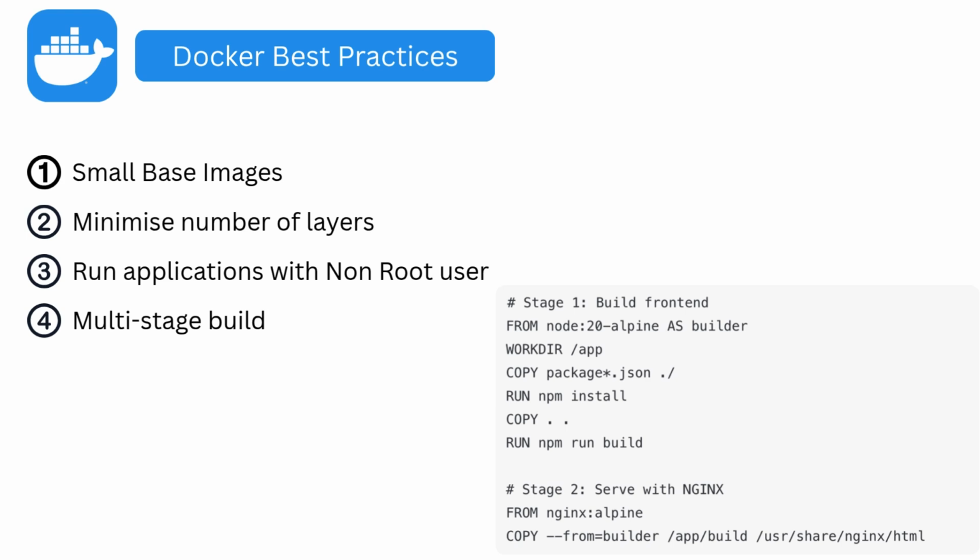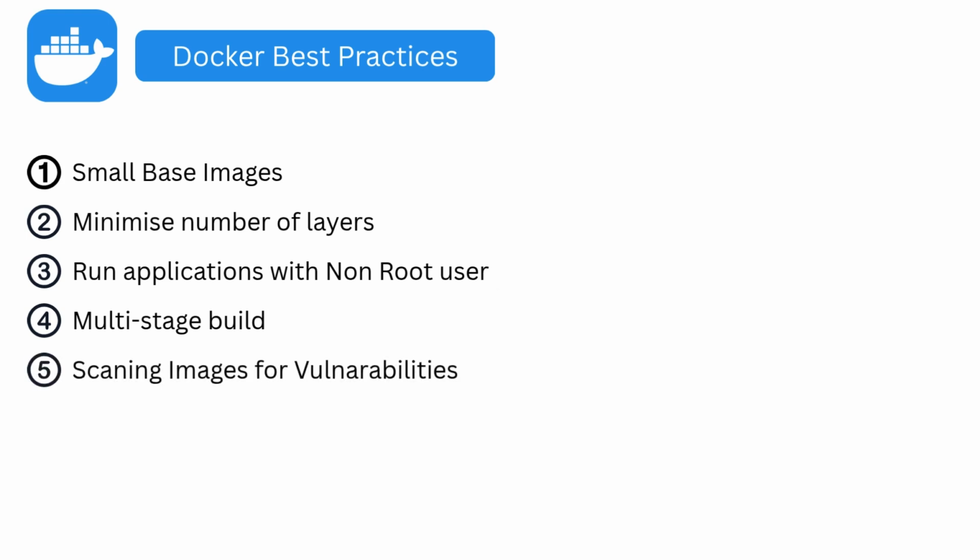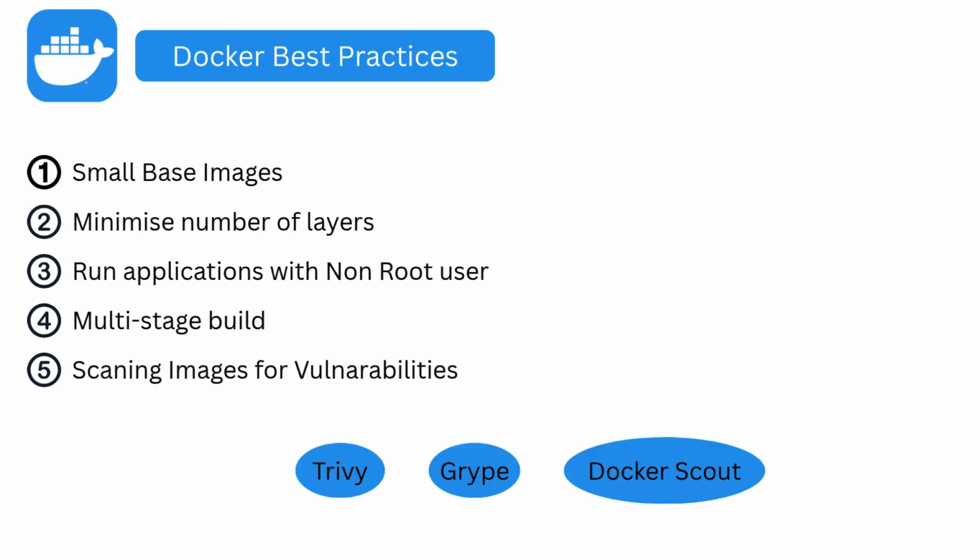Best practice number 5. After Docker images are created, we should scan Docker images using vulnerability scanning tools like Trivy, Grype, or Docker Scout. There are even more Docker vulnerability scanning tools available in the market. You can use those things based on your requirements.